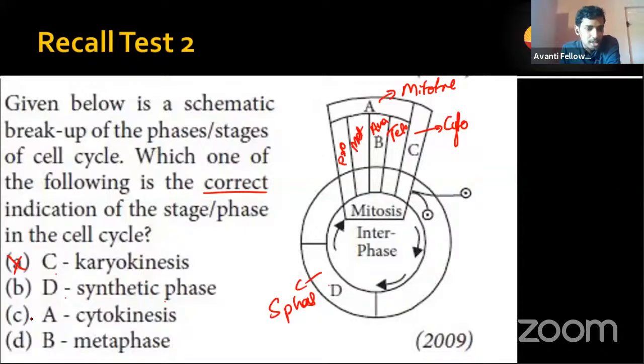So you can directly go here, but still we will see. A cytokinesis, wrong. B metaphase, they given. B is anaphase. So what's the correct answer then? The correct answer is option D. Okay. So don't get confused with these things. This ABCD and this ABCD, don't get confused like that.